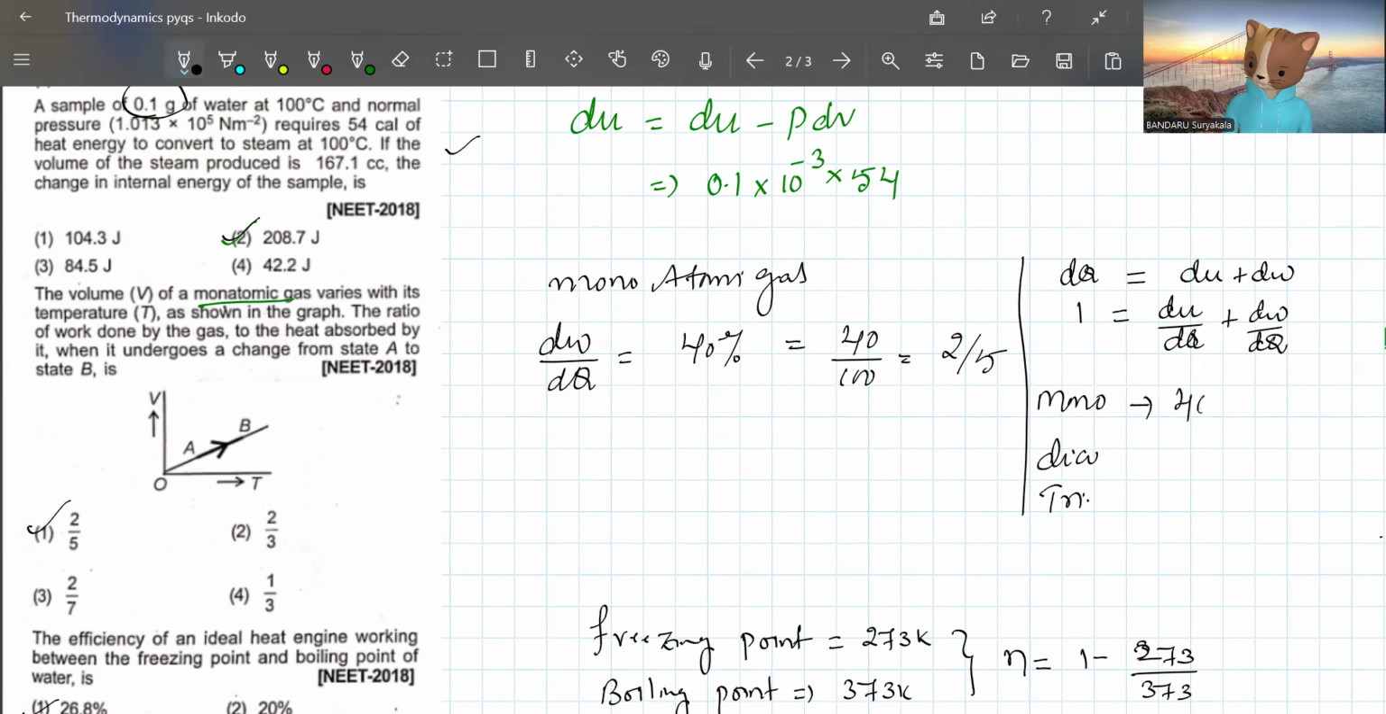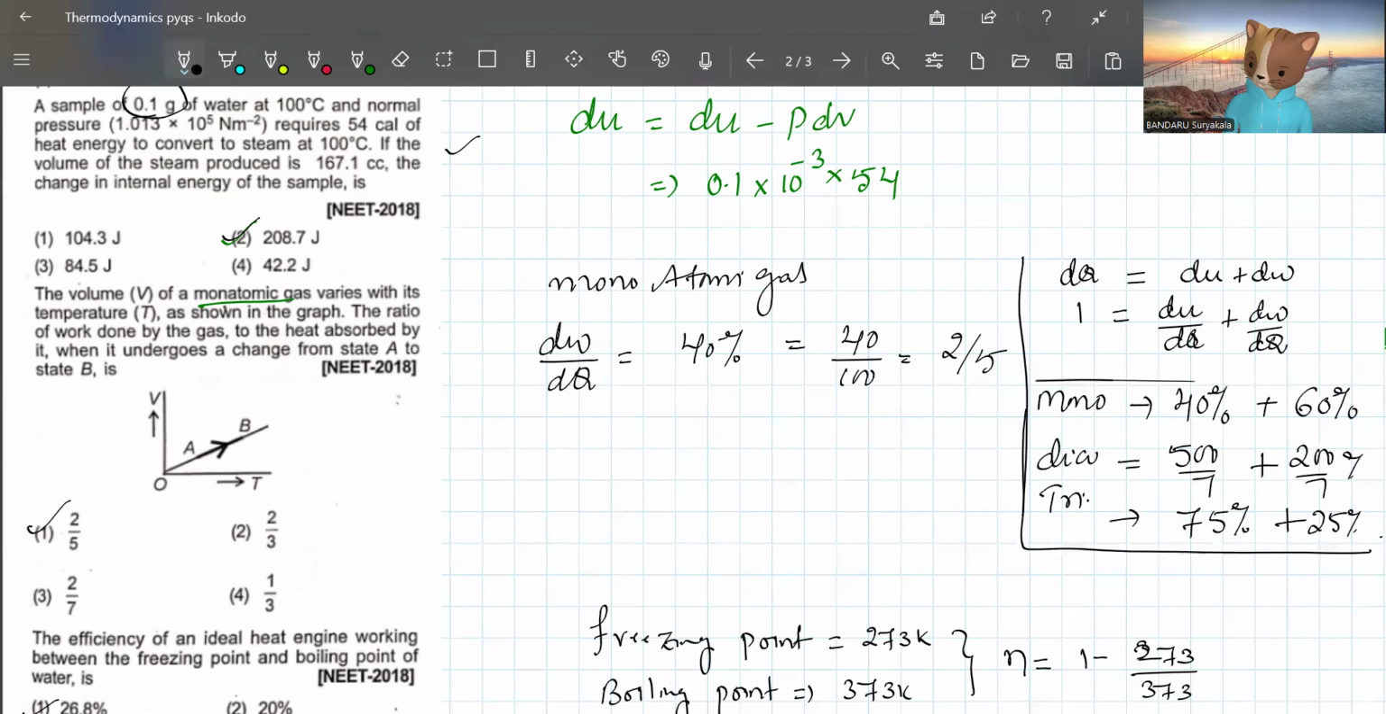dU is 40%, internal energy is 40%. This is 60%. Okay. And for diatomic, this is 500 by 7%. This is 200 by 7%. And for triatomic, this is 75%. This is 25%. If you know these values, this problem is very easy. Now they ask here about monoatomic gas, which means you have to focus on this particular area.